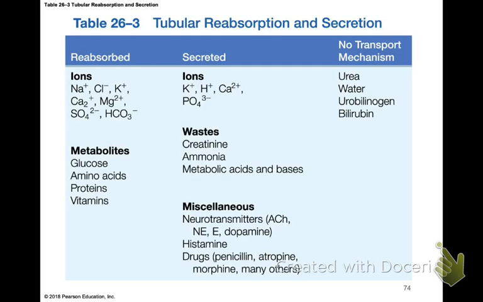Waste products, creatinine, ammonia, and the metabolic acids and bases like urea and uric acid are going to be secreted. And then there's some miscellaneous things which we're just going to make note of. If you have an excess of neurotransmitters in your bloodstream, then you're going to excrete them. Histamine, you're going to excrete. Drugs like penicillin, you're going to excrete.